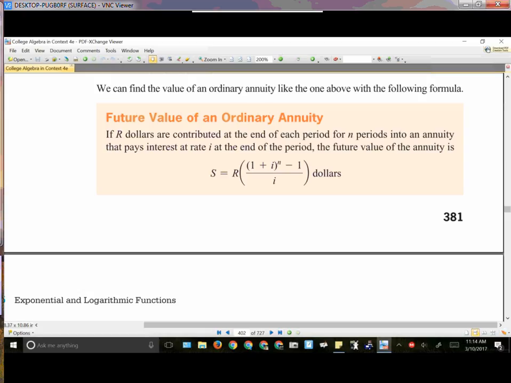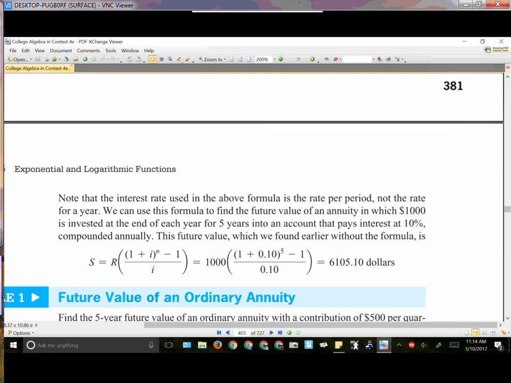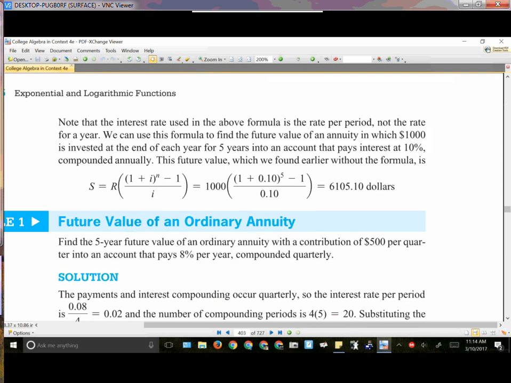So that's 1 plus i. Now your n is each period, n periods into an annuity. How many periods is that going to be? If you're putting it in monthly, obviously that's 12 periods per year for x number of years. If you did it for 10 years, that's 120 periods. It pays an interest rate i at the end of the period, so again, we have to keep in mind what happens to that. So let's take a look at this.